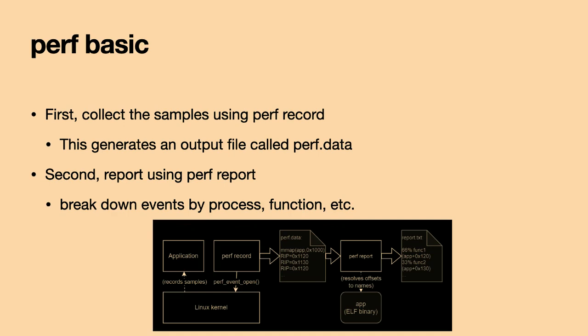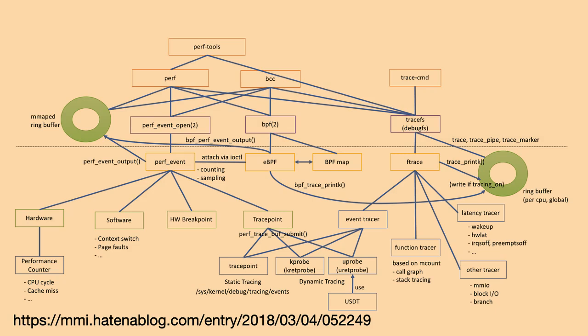So the perf record command makes a request to the Linux kernel, and each event is recorded into a kernel buffer, and this data is written to perf.data, and we can visualize the data with perf report.